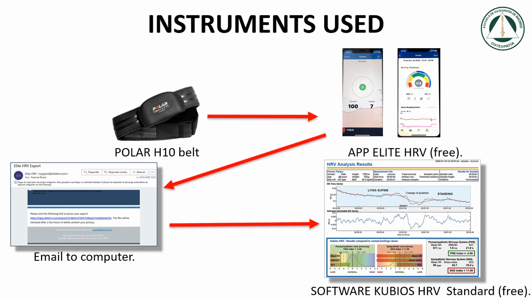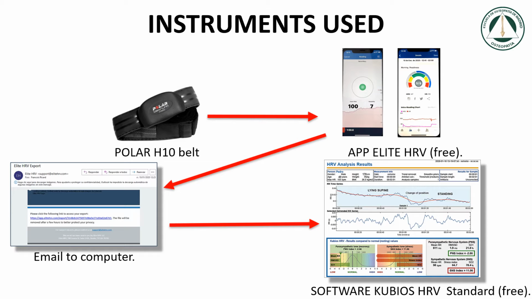Other instruments used. The cheaper material that we use is the following. From the Polar H10 belt, we can perform the chosen test with our mobile phone, using the app ELITE HRV, heart rate variability, which is free. With the mobile phone, we will send an email to our computer or tablet with the data from the app ELITE HRV. Then we will open the free KUBIOS HRV Standard software installed in our computer, and it will automatically retrieve the HRV score data recorded in the email, and analyze the neurovegetative system.